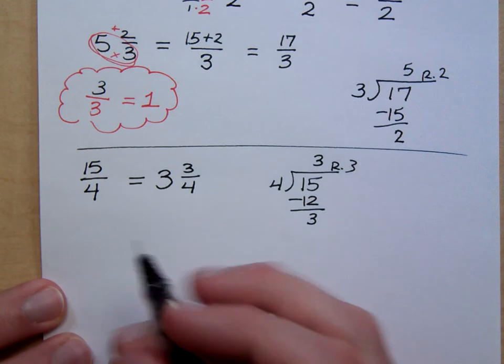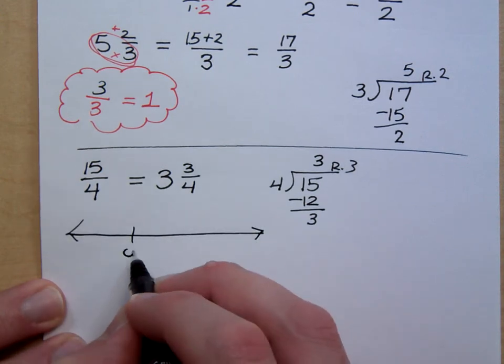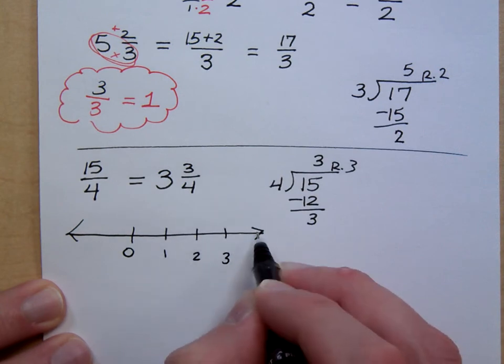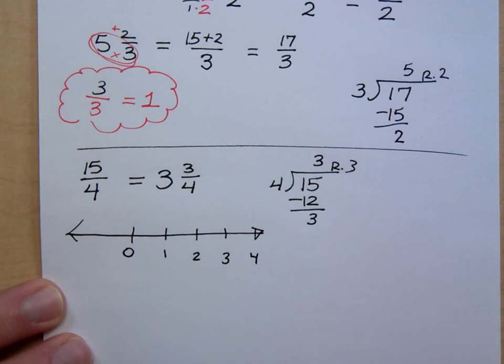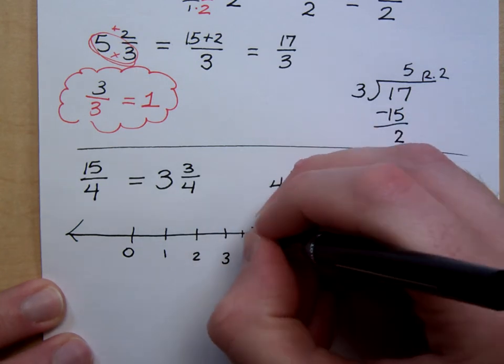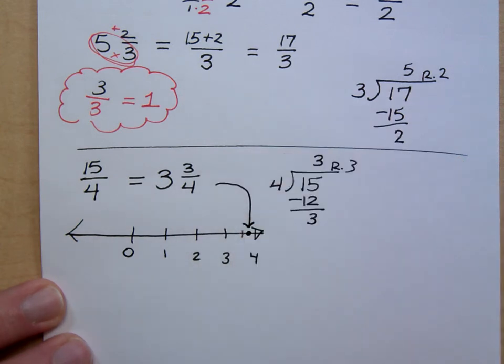So if I had to graph this guy, here's 0, 1, 2, 3, 4, and so on. So 15 over 4 goes right about, so that's half. Here's a fourth. So there it is. 15 over 4 means 3 3/4. And there we go. Now, is this ever useful to us?